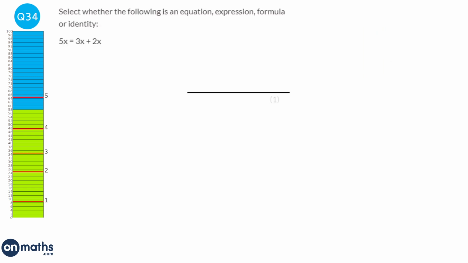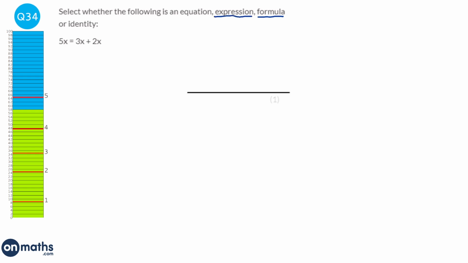To answer this question, we need to know what an equation, expression, formula, and identity is. So a formula is basically an equation but for real world things. So area equals pi r squared. It's where the letters actually mean something.